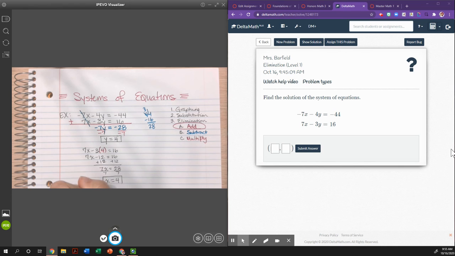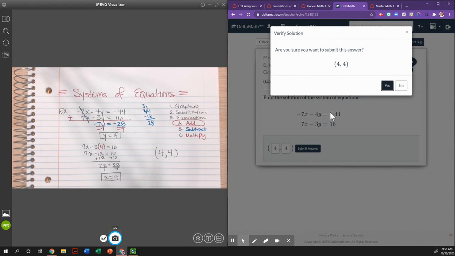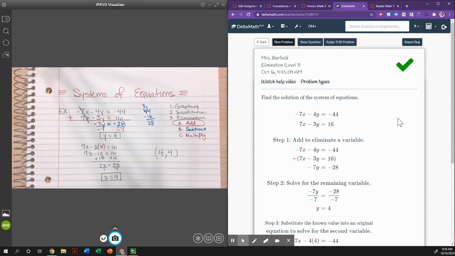x equals 4. All right. Now remember, again, your final answer is a point with x first. And I know when you have 4 and 4, it doesn't matter, but remember, x is first, y is second. All right. So if I go here and I type in 4, comma 4, submit my answer, and there we go.